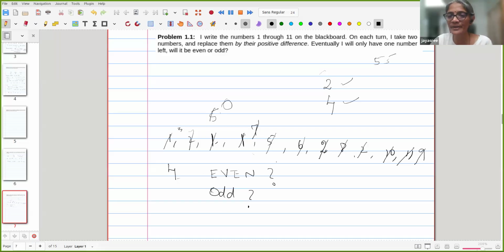I think it is even because I got 2 even numbers here. So I will put an even question mark. Somebody has to convince. I think we will call on Gagan to convince us. Yes, Gagan. Gagan, you're muted.